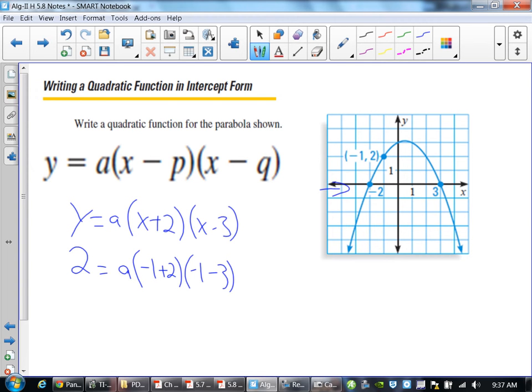Yeah, this is where these P's and Q's are your zeros. So this is intercept form.